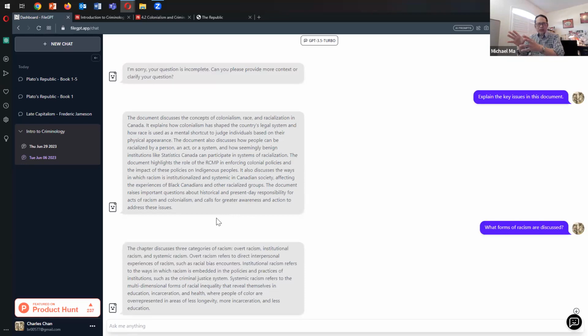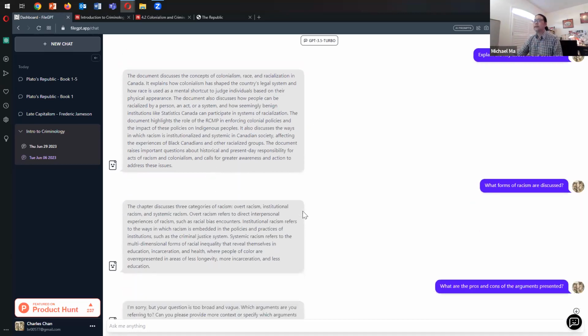But I feel almost the way in which it's organized is jumbled, because the way I organized my essay, it actually begins by talking about overt, institutional and systemic racism. So it's quite logically organized. And when I ask what are the key issues, it doesn't really reproduce that for the user. So I'm disappointed in that.